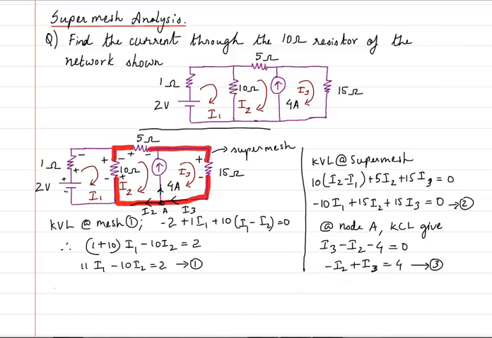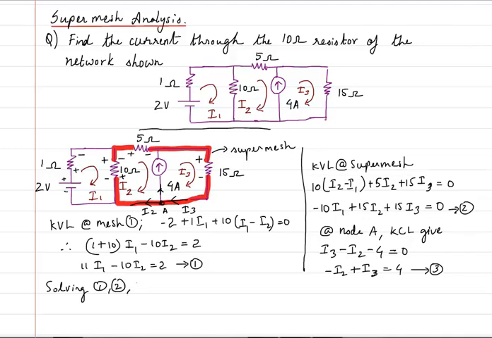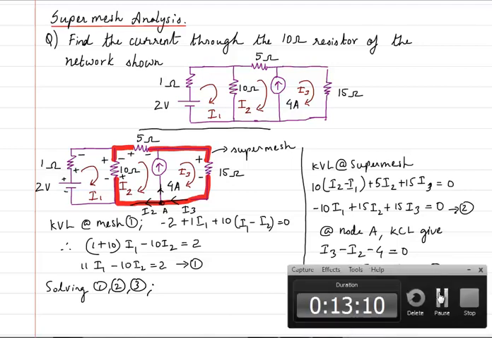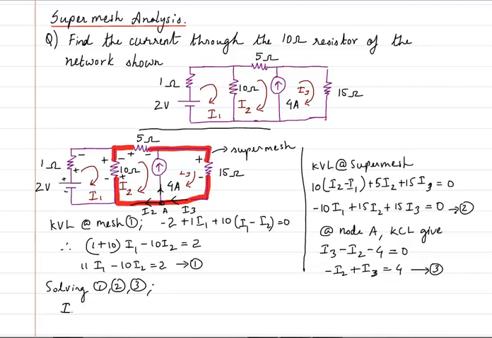And using the simultaneous equations, solving the simultaneous equations 1, 2 and 3, I will get the value of I1 as minus 2.35 and I2 as minus 2.78 and the value of I3 I will get as 1.22 amperes. So that's how we get the 3 currents.